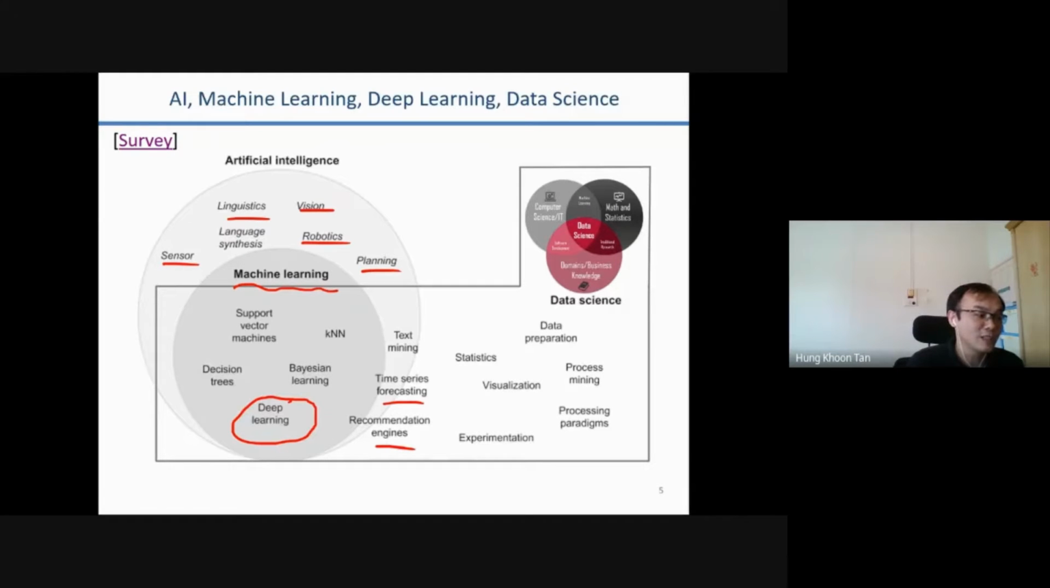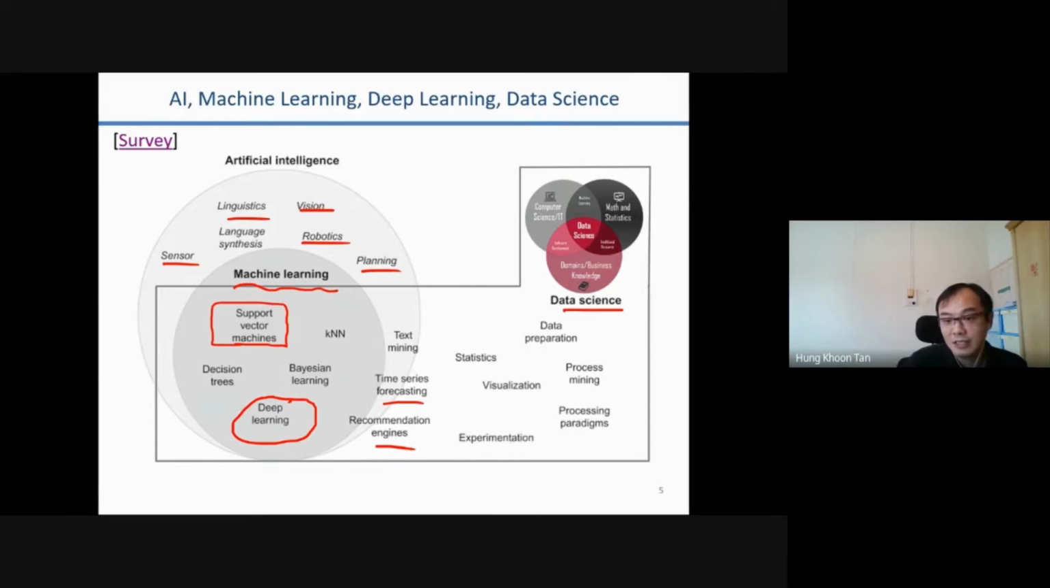It's just one of the many techniques available. So before deep learning, 10 years ago, most people used the support vector machine. This is another machine learning algorithm. So deep learning is just one of the many machine learning algorithms that are available. Then how about data science?